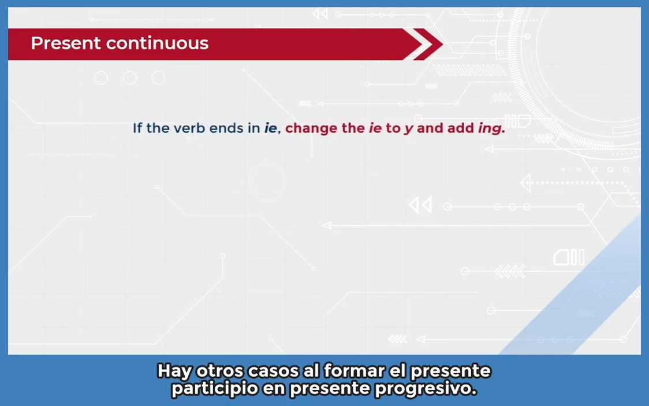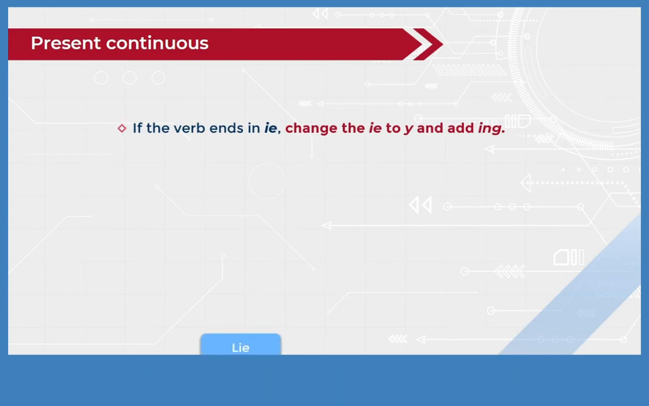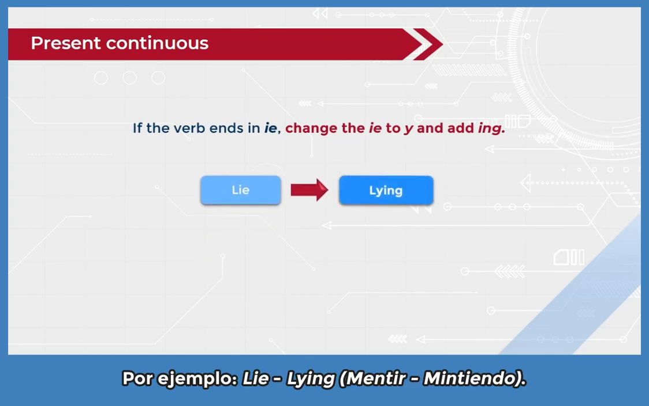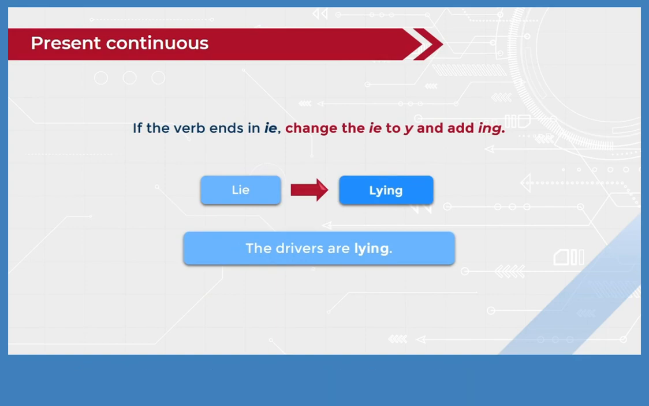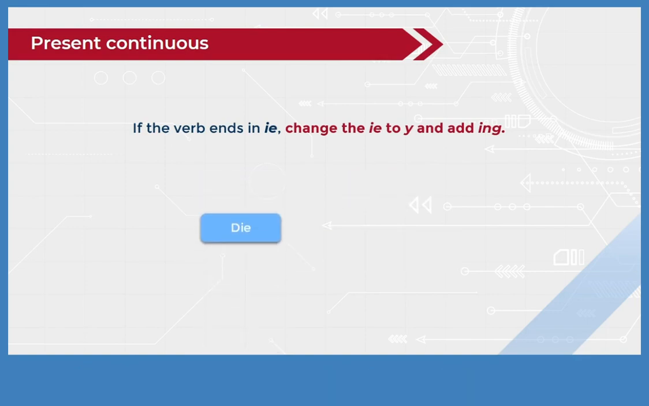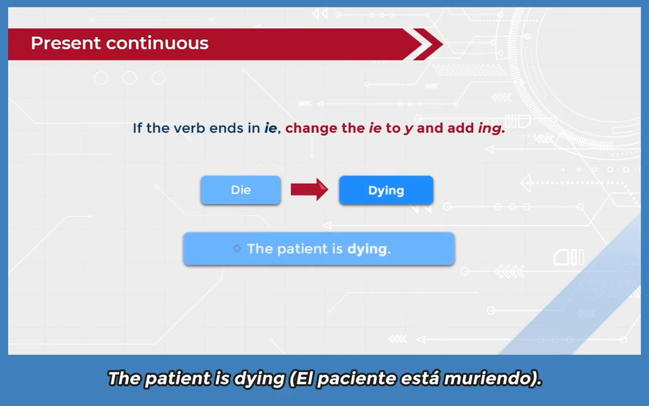There are other cases forming present participles in present progressive. For example, if the base verb ends in ie, change the ie to y and add ing. For example, lie, lying. The drivers are lying. Die, dying. The patient is dying.